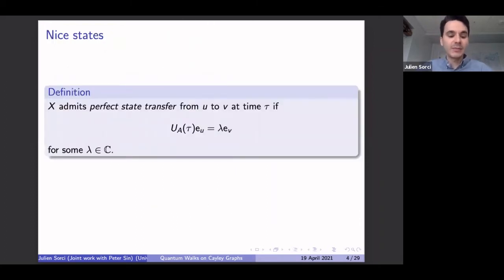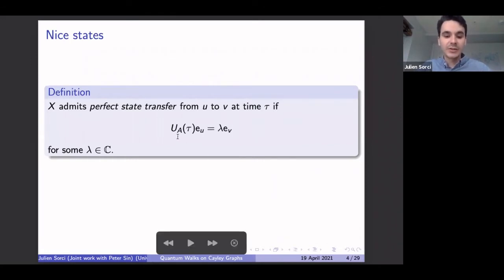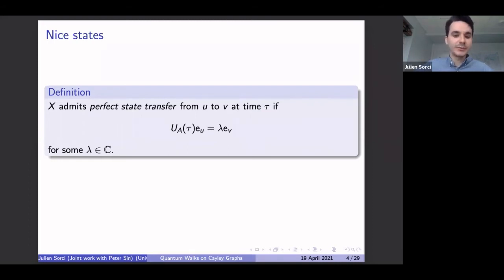And so now to get into what kinds of nice things we might like to happen, one of them is called perfect state transfer. So we'll say that our graph X admits perfect state transfer from the vertex U to the vertex V at time tau if at time tau, our transition matrix has its Uth column looking like some complex multiple of the Vth standard basis vector. And so what this means in terms of information is if I put my quantum walker on the vertex U, then at time tau, I should find the quantum walker at the vertex V.